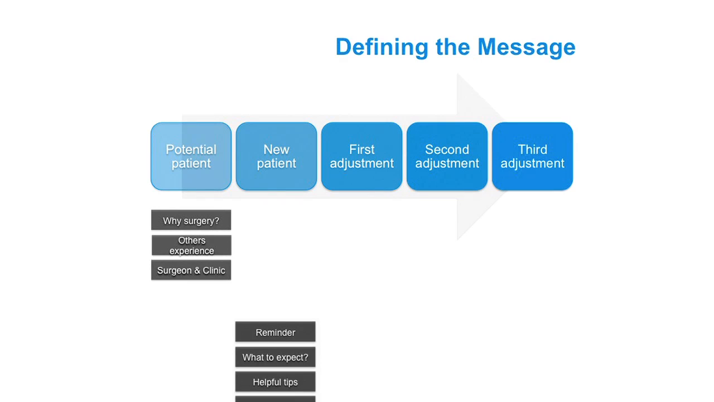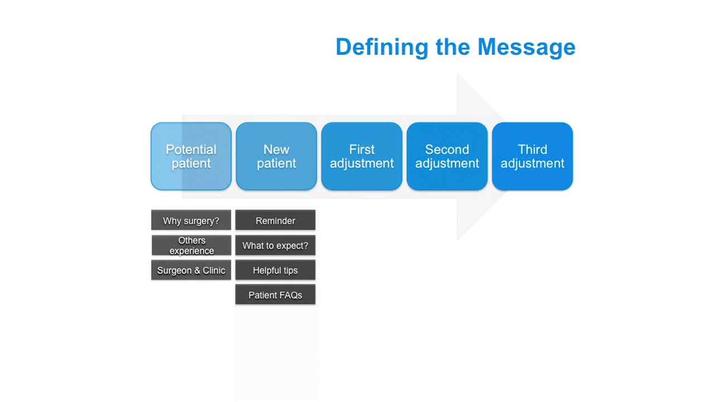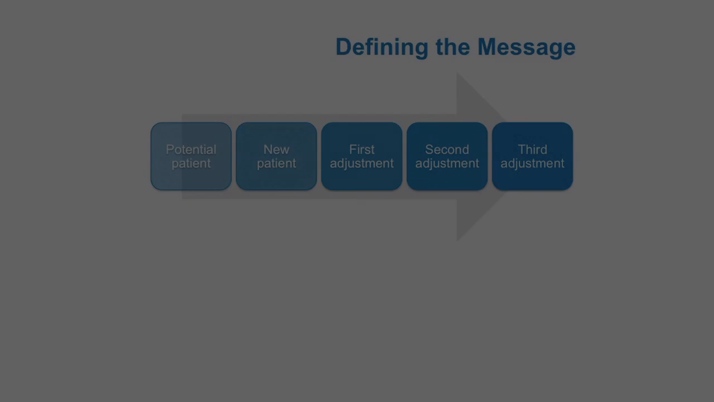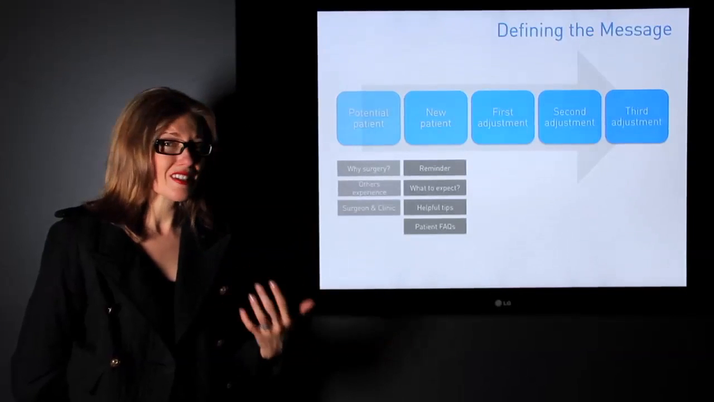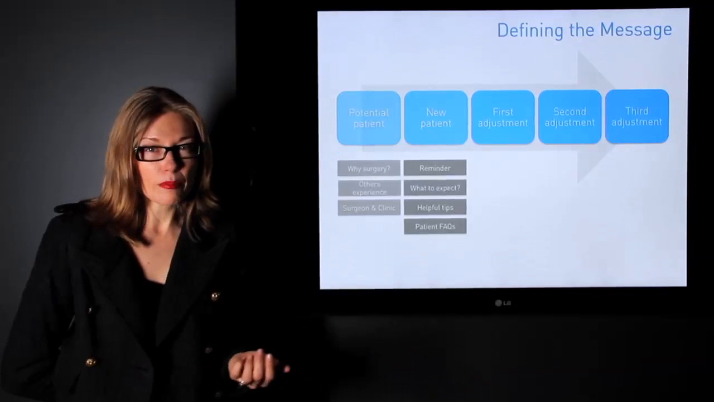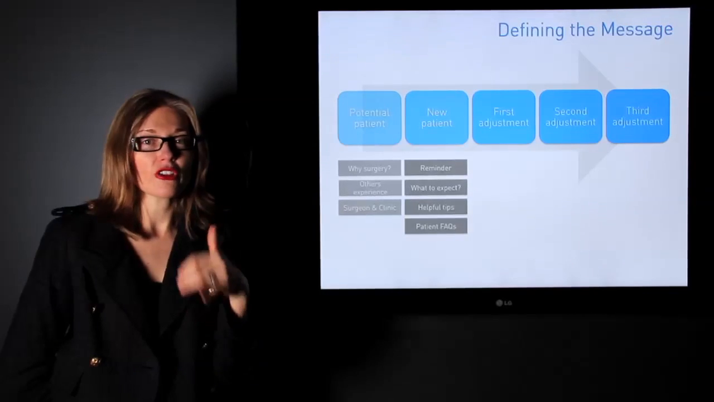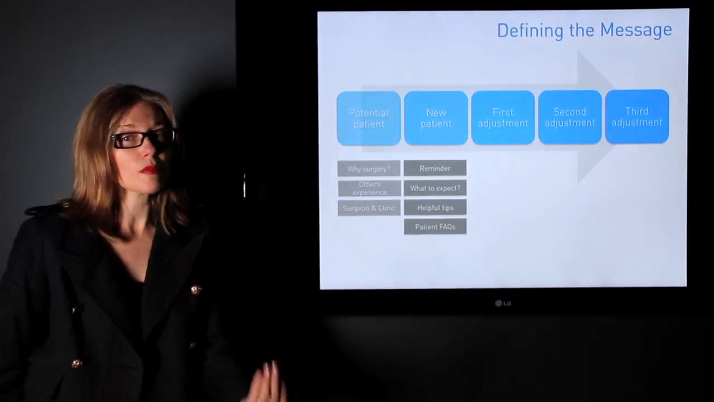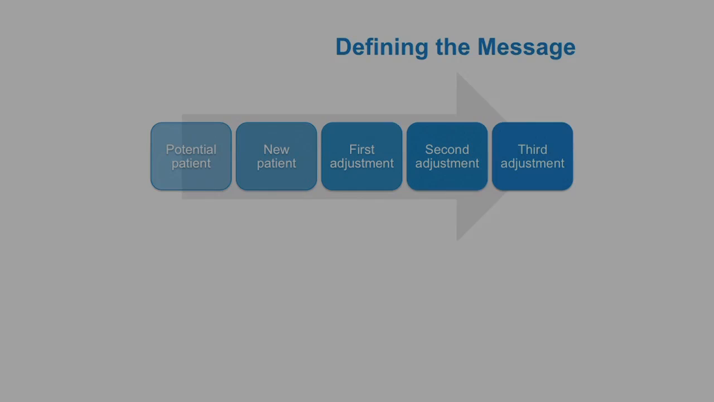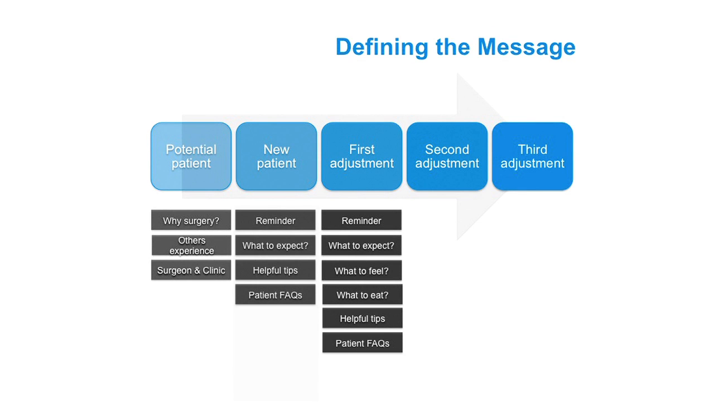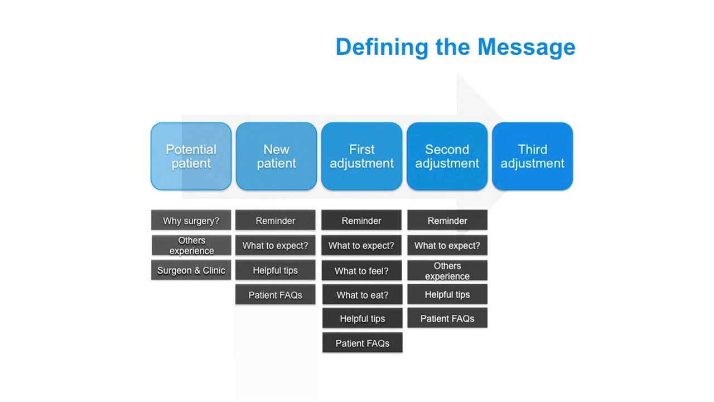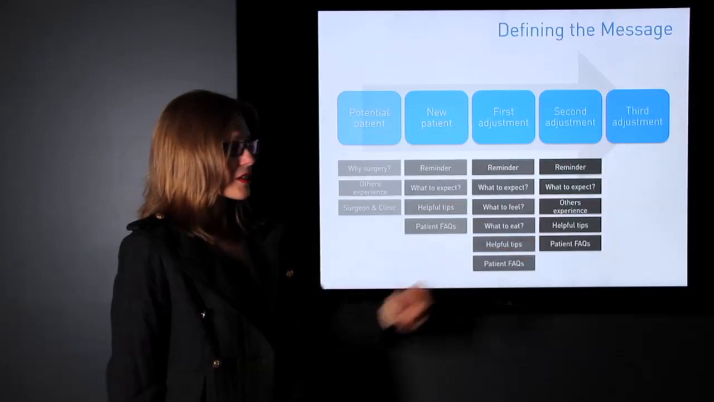When someone is a new patient or when they've agreed to the procedure, it is a reminder that they are actually going to have their procedure on this date. Giving them information about what to expect, some helpful tips, some other patient frequently asked questions, some of the content that you know that when people pick up the phone, these are the things that they are constantly asking, or even when they come into the clinic, this is what they want to know. First adjustment, exactly the same things: a reminder, what to expect, what to feel, what to eat, some helpful tips, and again some patient frequently asked questions. Same with the second adjustment, it's exactly the same as this.